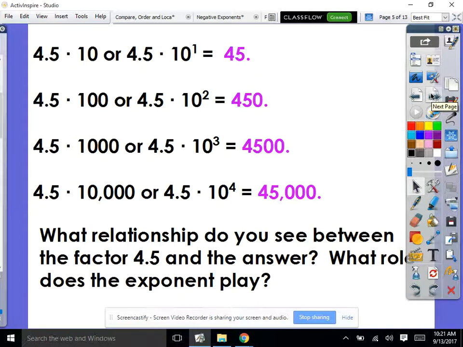All right, 4.5 times 10 to the first is equal to 45. And you can read these on down through there. But what I want you to do is think about the question, what relationship do you see between the factor 4.5 and the answer? And think about what role the exponent plays? And tomorrow we'll have a chance to talk about those within our groups.